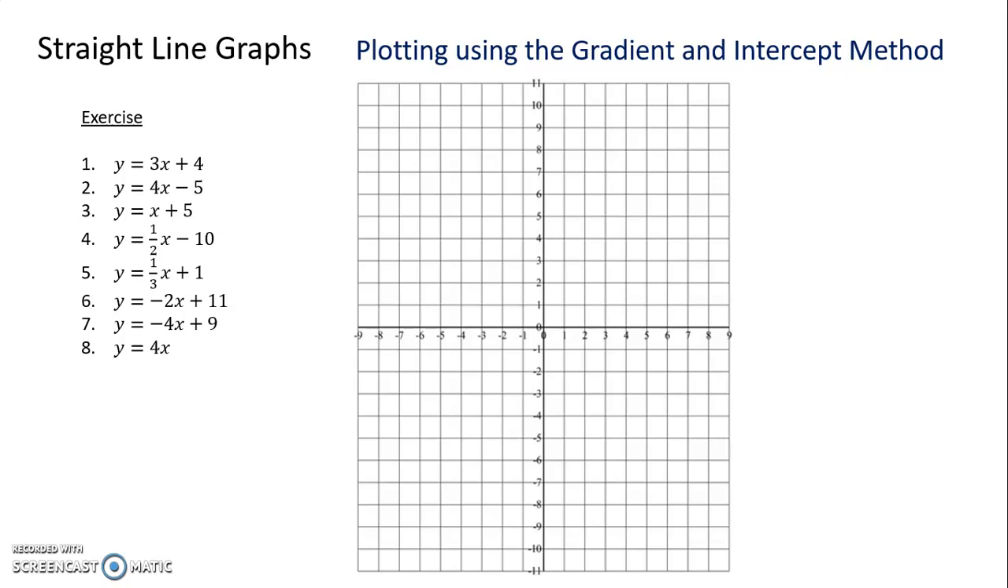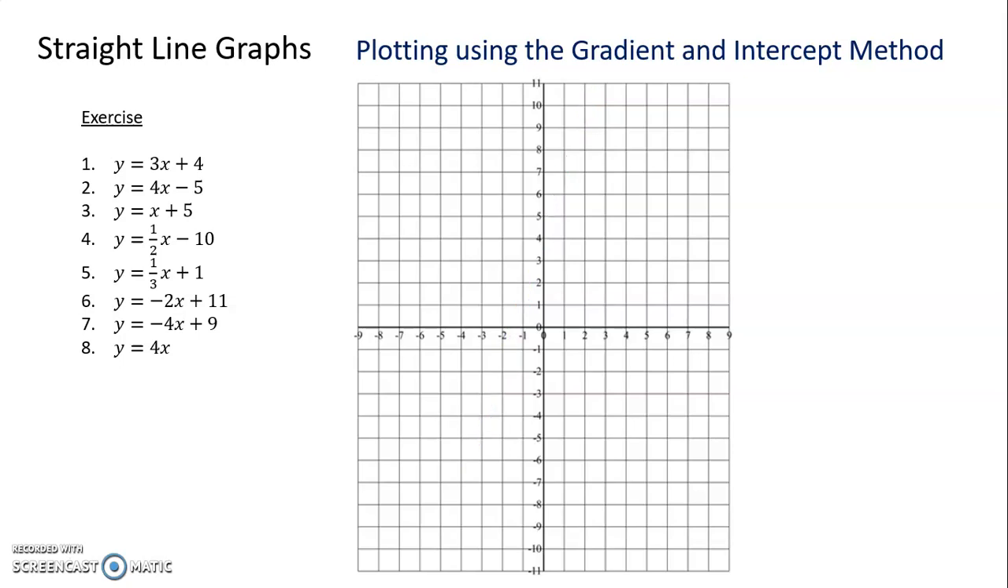So we're going to start by going through the answers to last lesson, when I left you with these 8 graphs to plot using the gradient and intercept method. So the first one, y equals 3x add 4, the intercept is 4 and the gradient is 3, so every one along, up 3. And I put 2 extras the other side, and then join those up with a straight line. So check your graph and check that it looks like that and goes through those points.